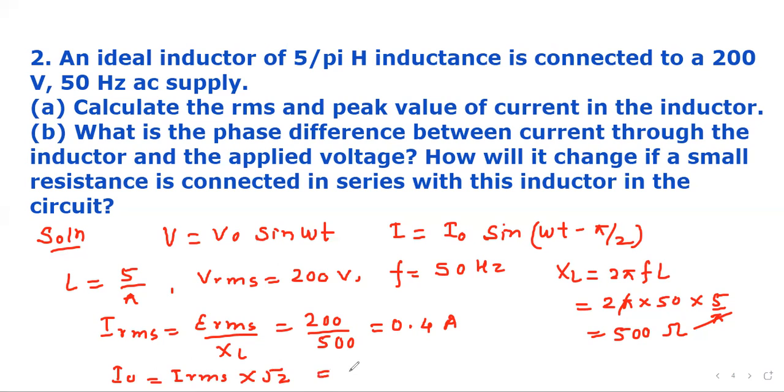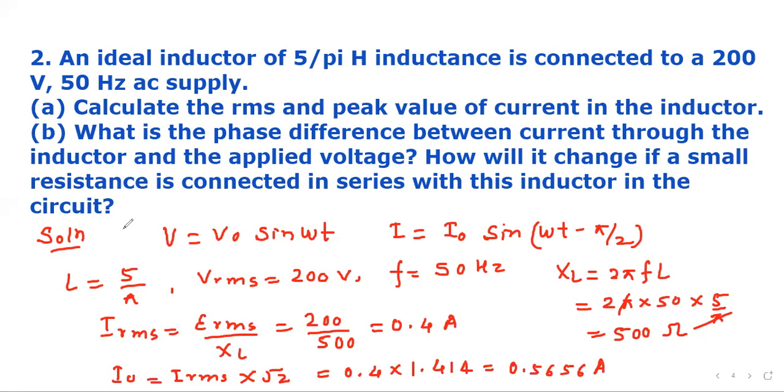So it will be 0.4 times 1.414, which will be equal to 0.5656 ampere. Now, the last part: how will it change if a small resistance is connected in series with this inductor in the circuit?